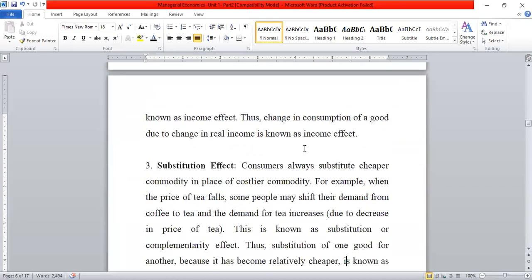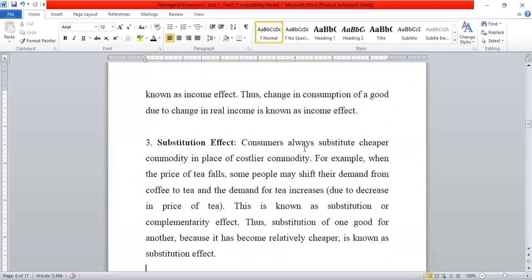Then substitution effect. What is substitution effect? Consumers always substitute a cheaper commodity in place of a costlier commodity. For example, if the price of coffee increases, we substitute tea in place of coffee. Some people may shift their demand from coffee to tea, and the demand for tea increases due to the rising price of coffee. Substitution of one good for another because it is relatively cheaper is called the substitution effect.